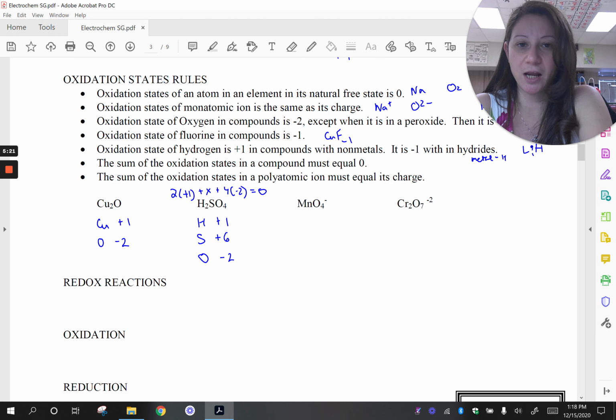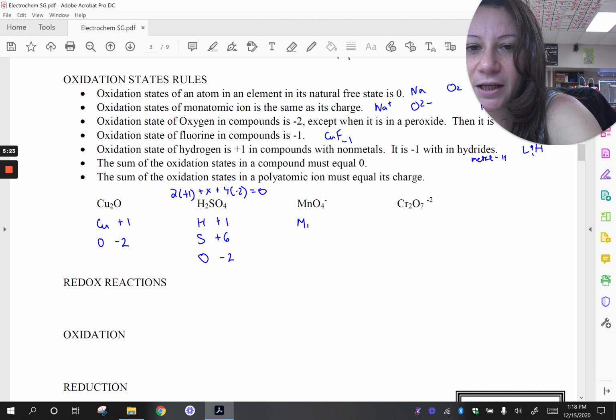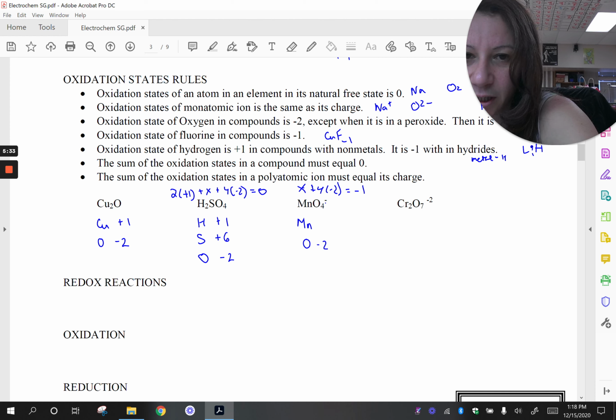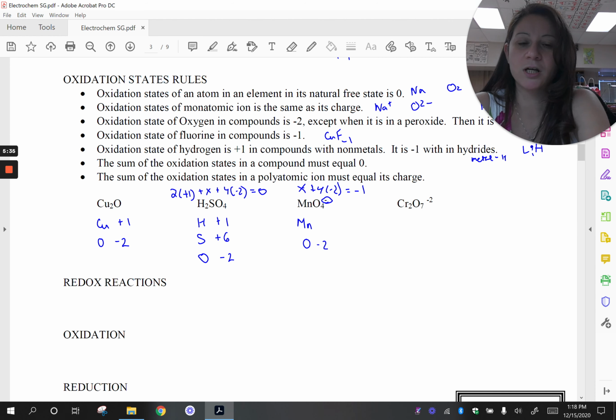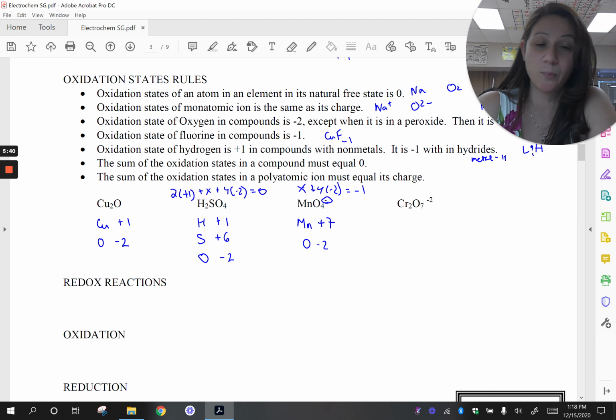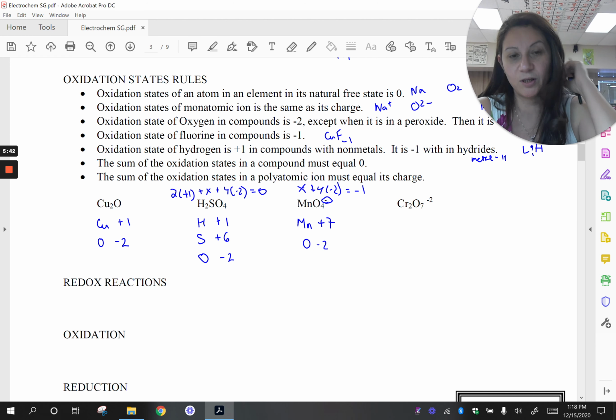MnO4-, that's the permanganate ion. I don't have a rule for manganese, but I have a rule for oxygen, it's -2. So I say X, which is my manganese, plus 4 of my oxygens, each are -2. All together should equal -1. That's the overall charge. And so that manganese is +7. Remember manganese +7, that's a purple color. That was my grape Kool-Aid at the beginning of the year.